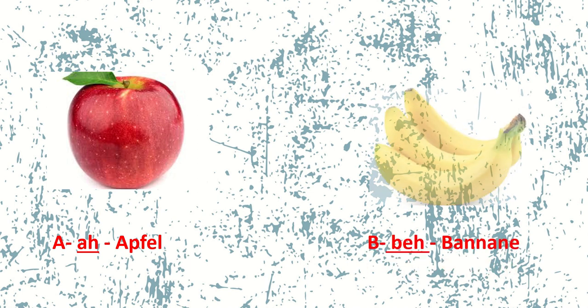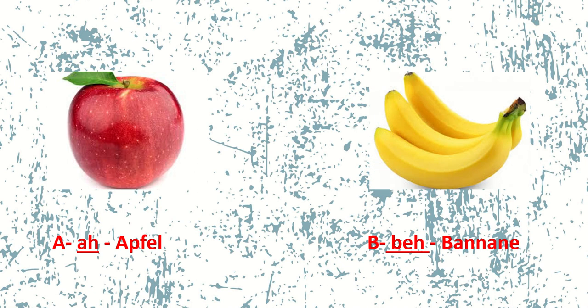A, Apfel. Apfel is a German word and the English translation is apple. The next letter is B, banane. Banane is a German word and its English translation is banana.